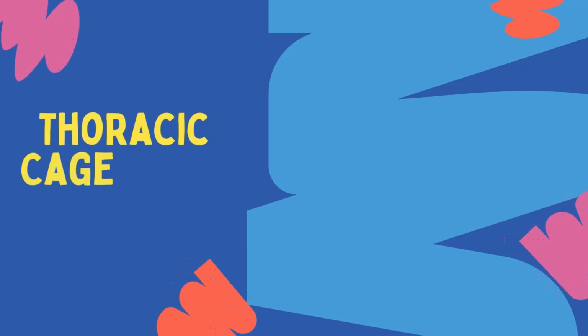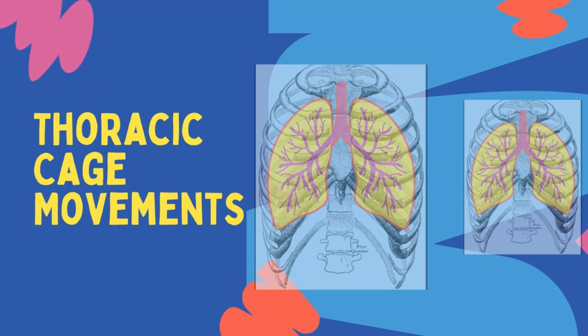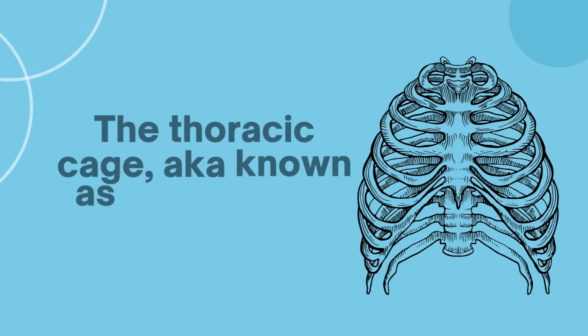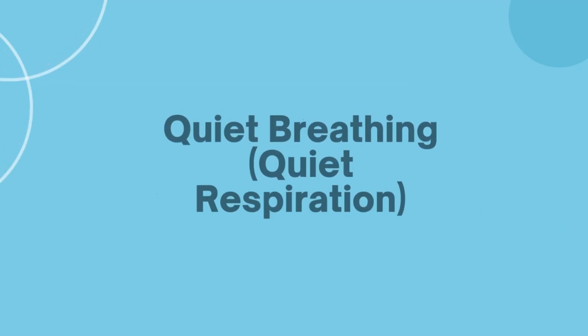Here, in this informative video, we will explore the intricate movements of the thoracic cage. The thoracic cage, also known as the rib cage, can undergo various movements to facilitate breathing and other physiological functions. The primary types of thoracic cage movements include: first, during quiet breathing.